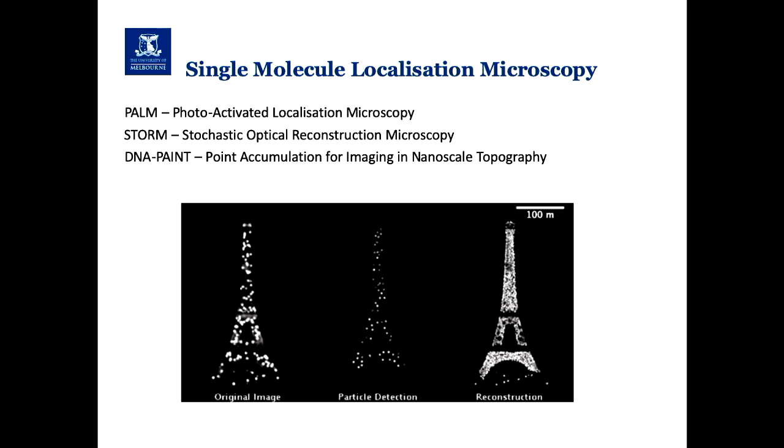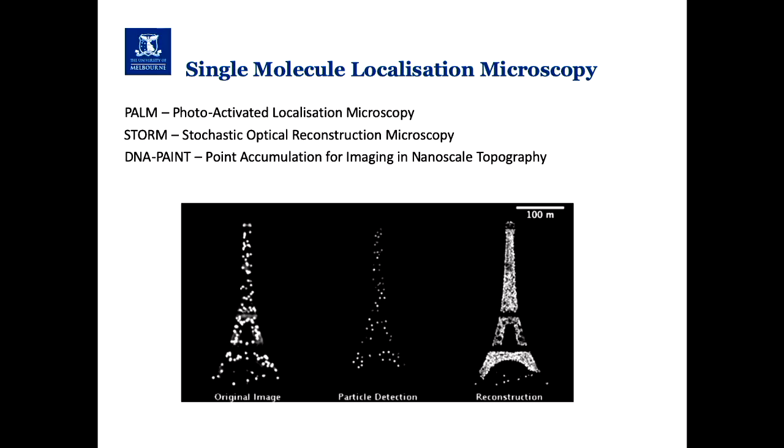In STORM, we're using some clever chemistry and some high-powered lasers to basically push most of the fluorophores into a long-lived dark state, where they're not going through that cycle of excitation and emission. They're sitting in a triplet state where they're not doing anything. So only a few of the fluorophores will come back, get excited, and emit.